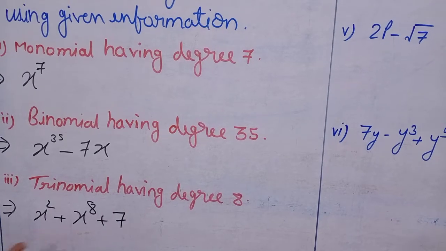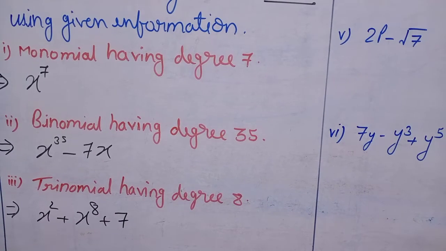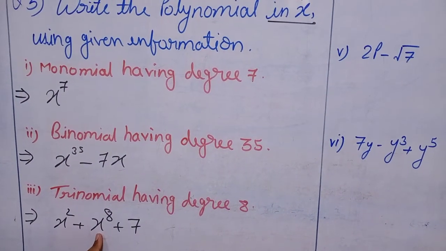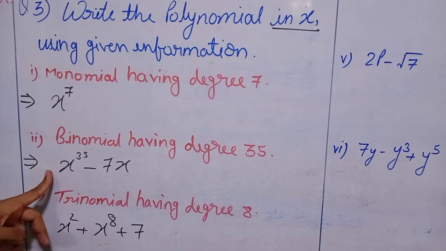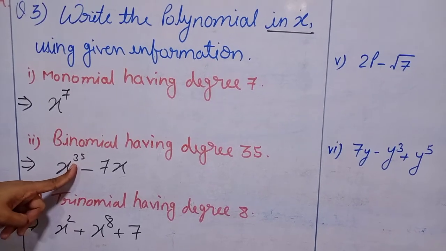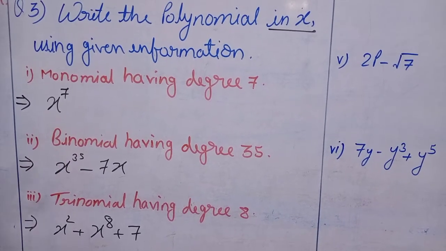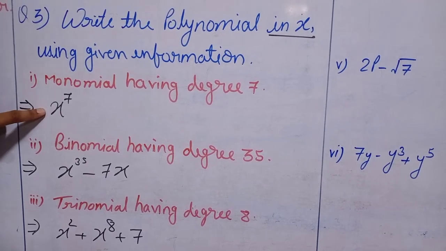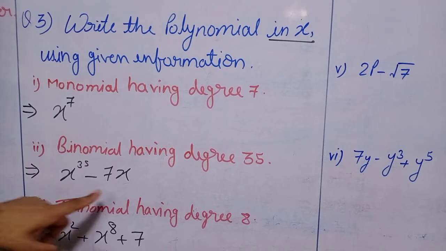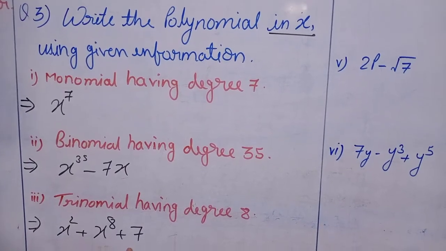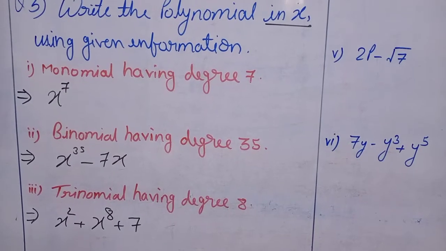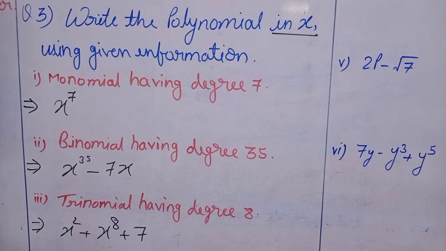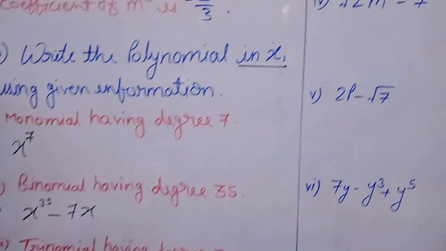This way we can write the trinomial, in which you can see we mentioned that the degree is 8, the highest power of the variable is 8, so the degree should be 8. Here we have 35 as the highest power of the variable, so the degree is 35, and here 7 is the degree of the variable. In a monomial we have only one term, in a binomial two terms, in a trinomial three terms. This way we can write the given information in polynomial form. Now let's move to the next sum.